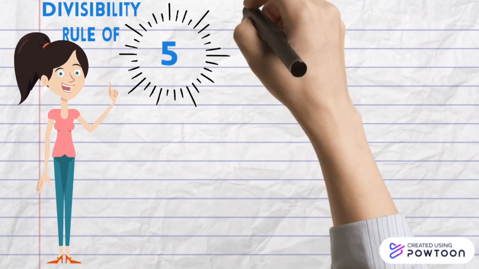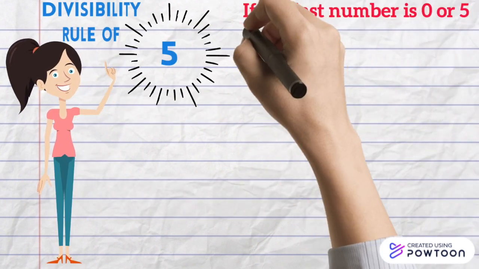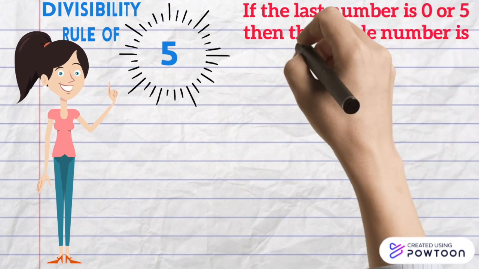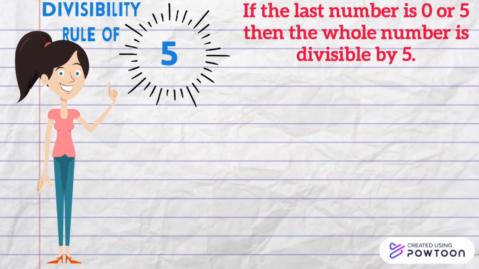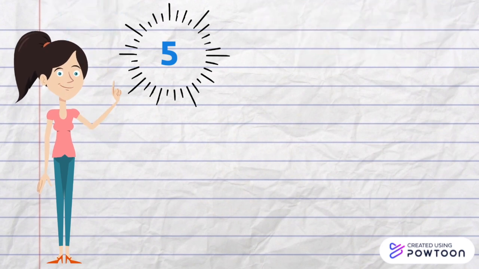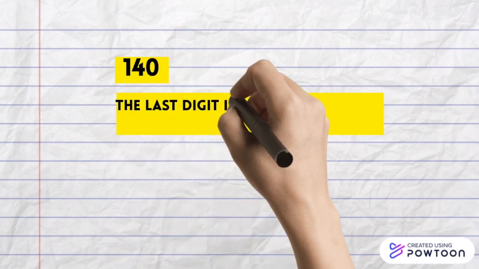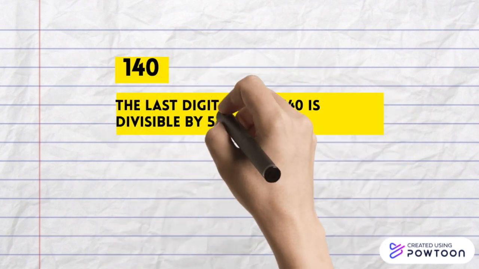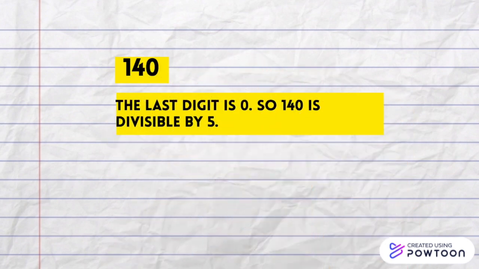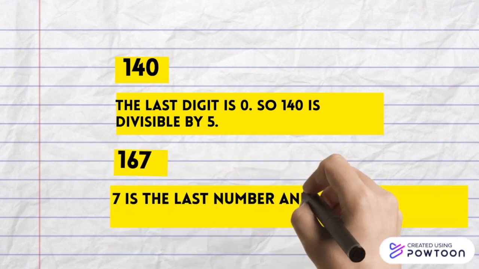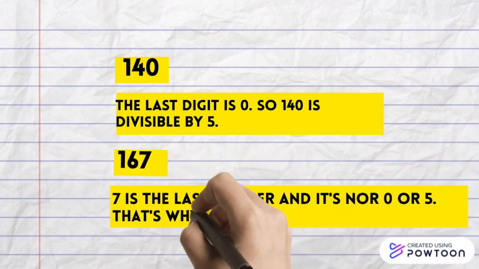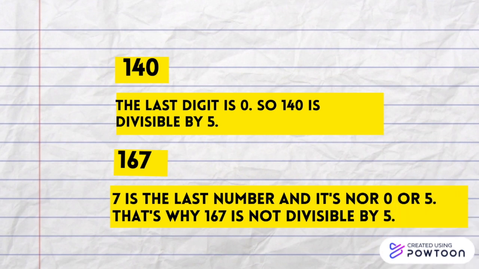Now let's look at the divisibility rule of 5. If the last digit is 0 or 5, then the whole number is divisible by 5. Here are a few examples. In 140, the last digit is 0, so 140 is divisible by 5. In 167, 7 is the last digit and it's not 0 or 5. That's why 167 isn't divisible by 5.